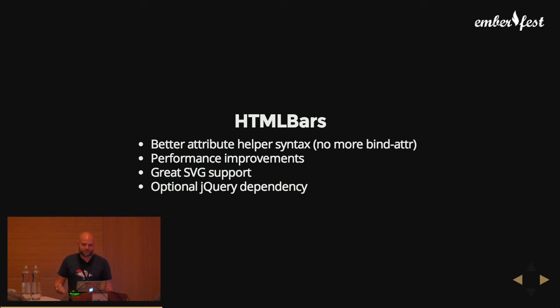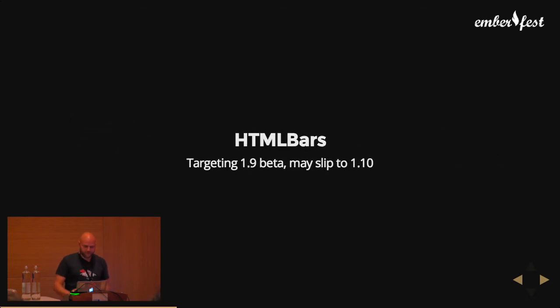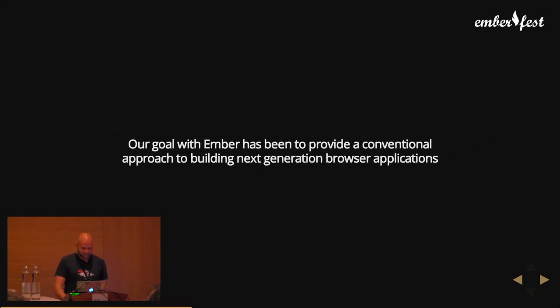There's also a big pile of performance improvements that we're working in. We're going to have great SVG support, thanks to Matthew Beale, who's in the crowd and speaking, I think. It's also enabling us to have an optional jQuery dependency as well. So for those of you who might be targeting more modern browsers and don't want to pay the file size cost of jQuery, you're not going to have to do that anymore. HTMLBars has been a long work in progress. We're targeting hopefully 1.9 beta, which is going to be the next beta series, but it may slip to 1.10. We'll just have to see what we can do.